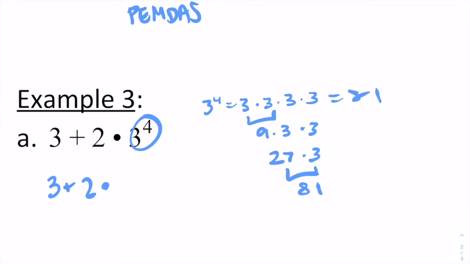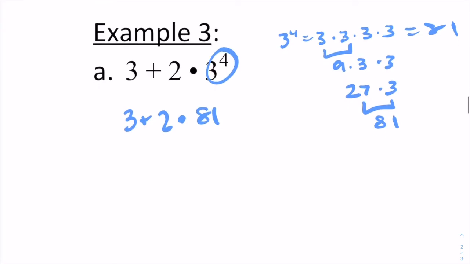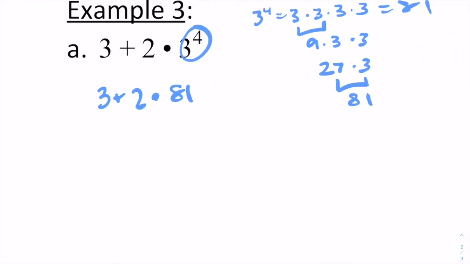Whoops, times 81. Order of operations, do I do 3 plus 2 next? No, you do 2 times 81 next. So you get 3 plus 2 times 81 is 162. How do I know that? Because there are 162 games in a baseball season: 81 games at home, 81 games away.